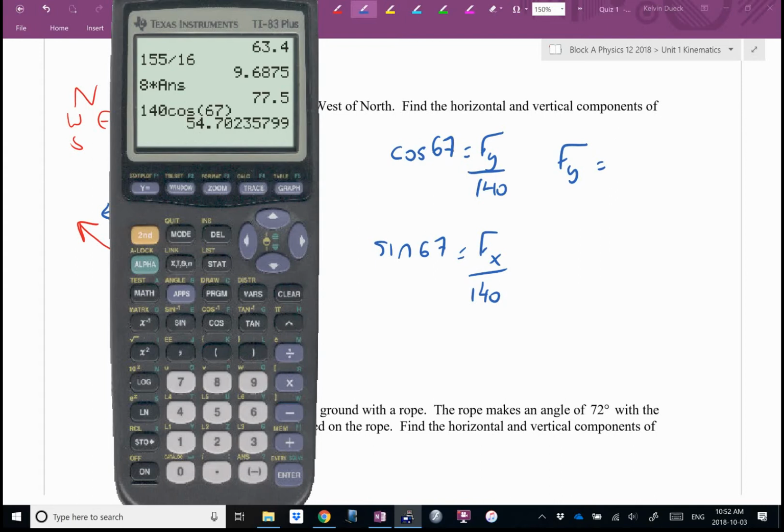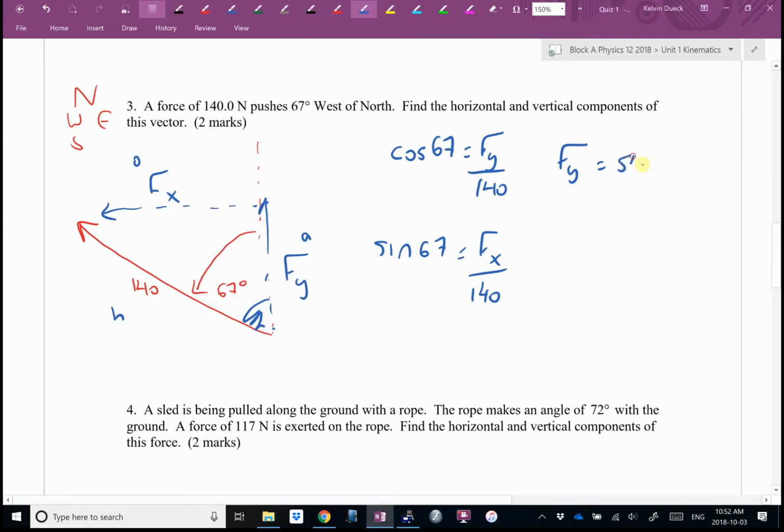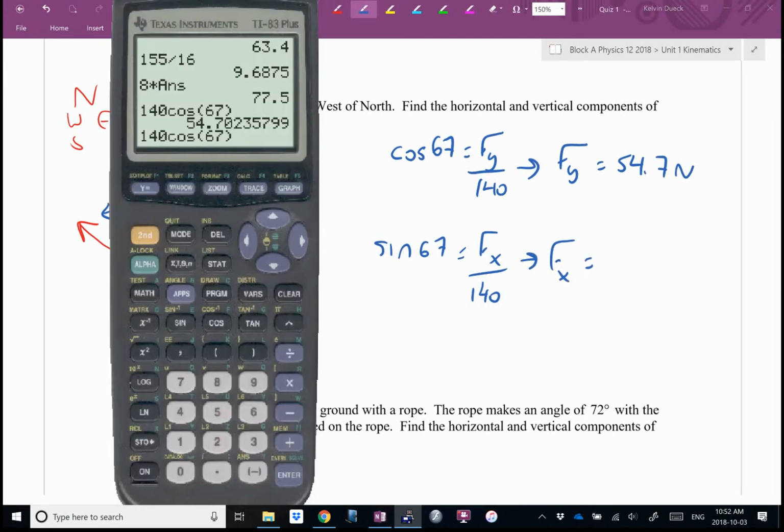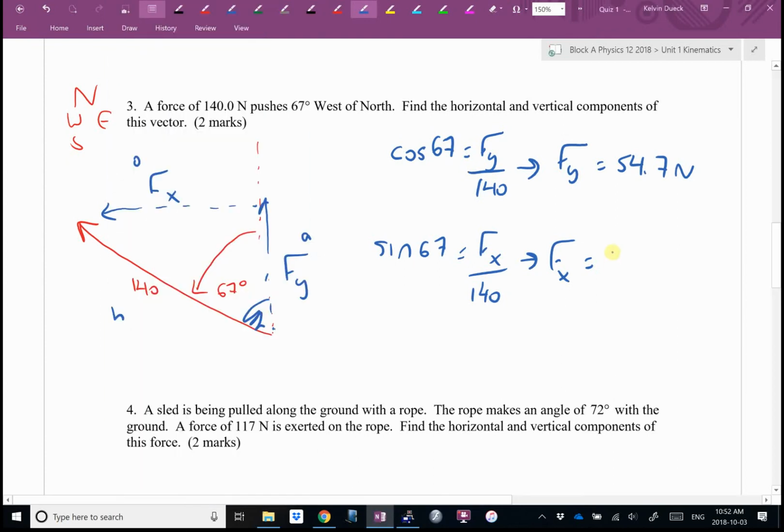did you get 54.7? And Fx is going to be 129 if I go to 3 sig figs. How many things did we find? How many marks was this worth? 1 mark each.